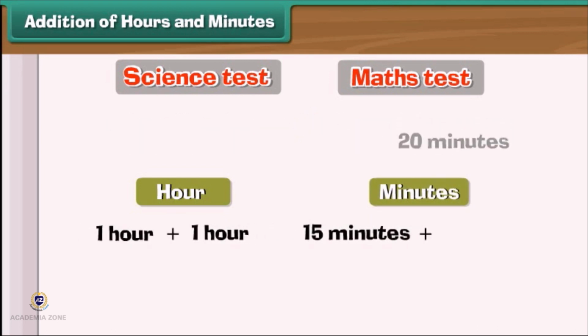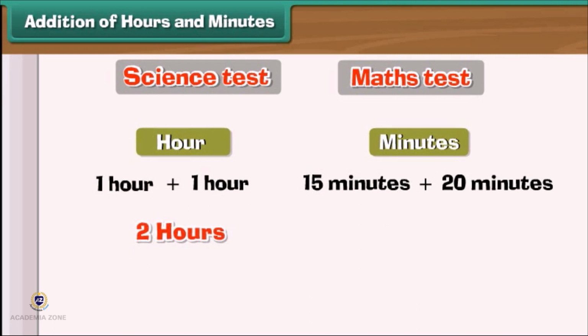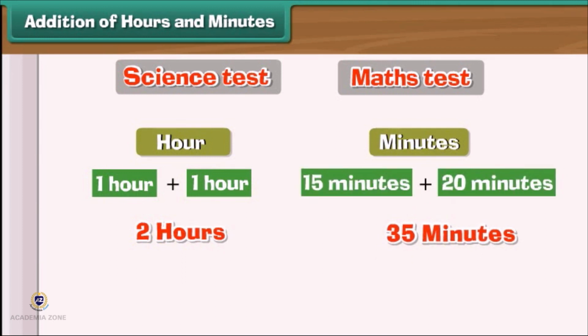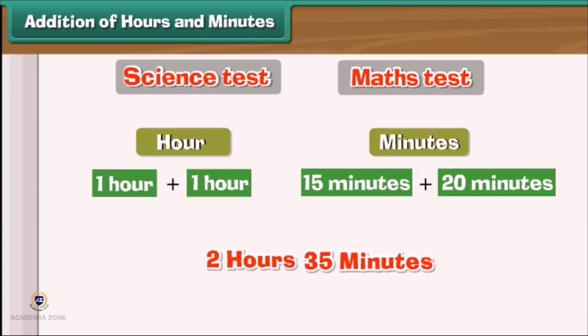On adding the hours, we get 2: 1 plus 1 hours. And on adding the minutes, we get 35: 15 plus 20 minutes. So the total time taken by Raju to write the 2 tests is 2 hours 35 minutes.